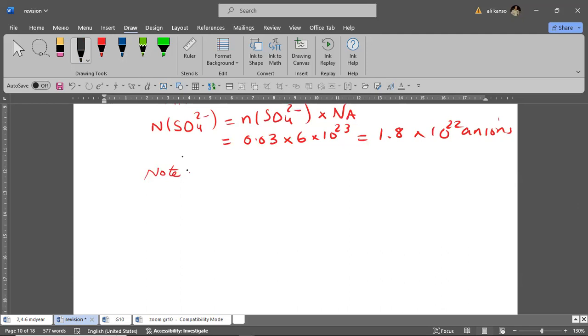Suppose that you have X2Y3, and you have to write the equation of ionization of this formula. First, how many X do we have? We have 2X, okay? And we have 3Y.